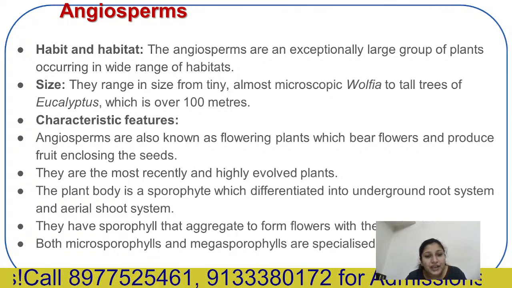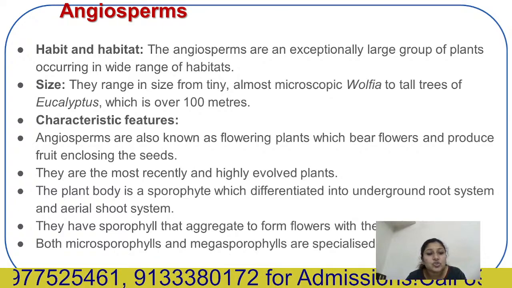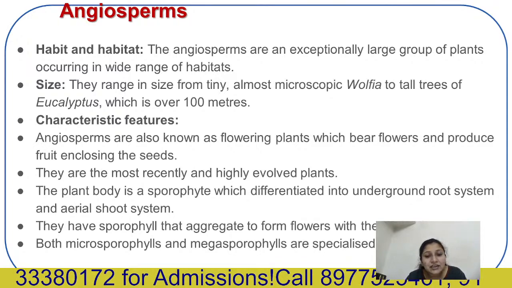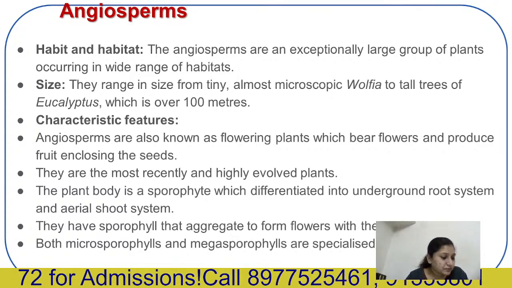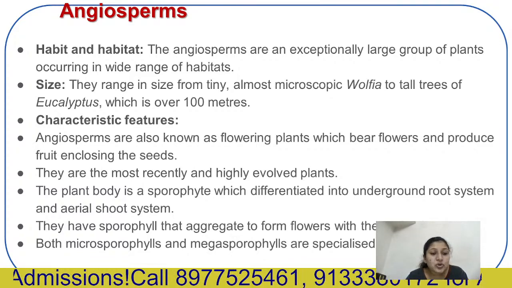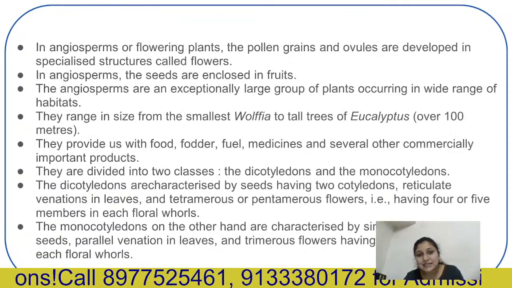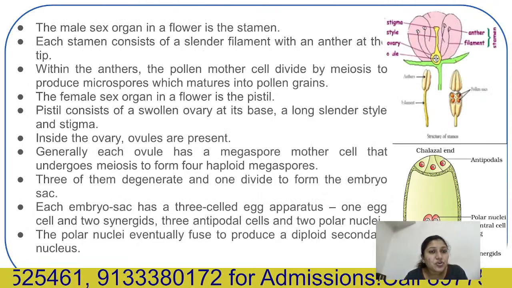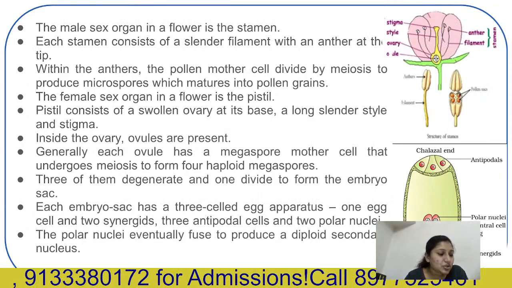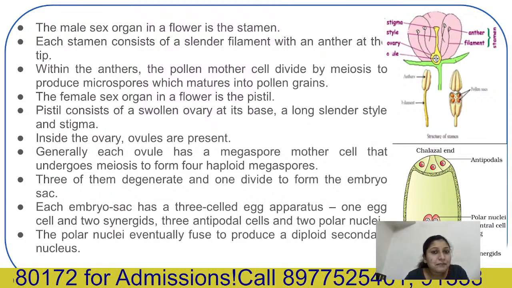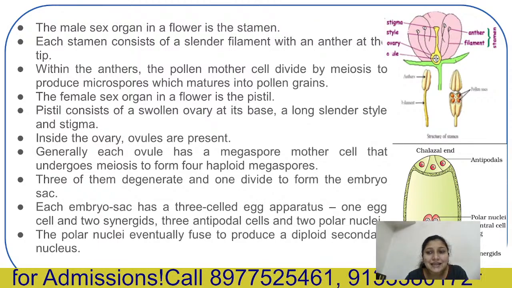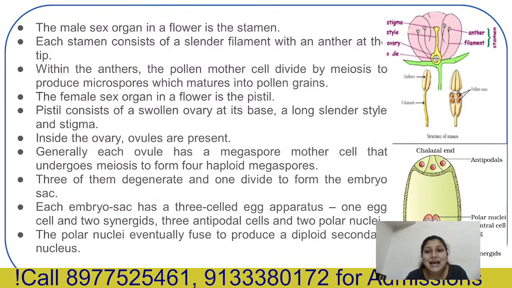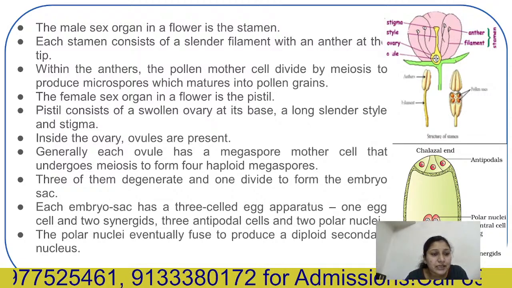The plant body is a sporophyte, which is differentiated into a root system and an aerial shoot system. They have sporophylls that aggregate to form flowers with perianth. Both microsporophylls and megasporophylls are specialized. You all know about this flower structure. The male sex organ is the stamen, which has anther and filament. The female sex organ is known as the pistil, which has stigma, style and ovary.